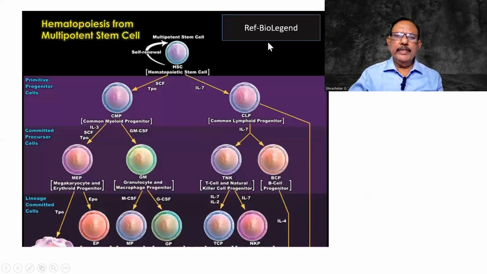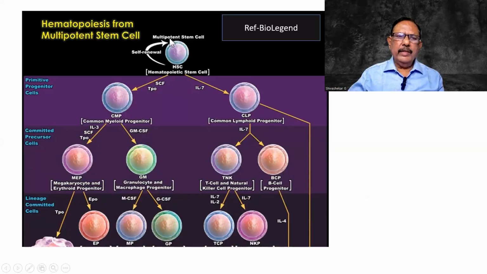This is a superb picture from the reference BioLegend. Look at this over here. Kindly follow what I say. There can be a primitive progenitor cell, and then there can be a committed precursor cell, and finally you can have lineage committed cells. The flow diagram is not over.